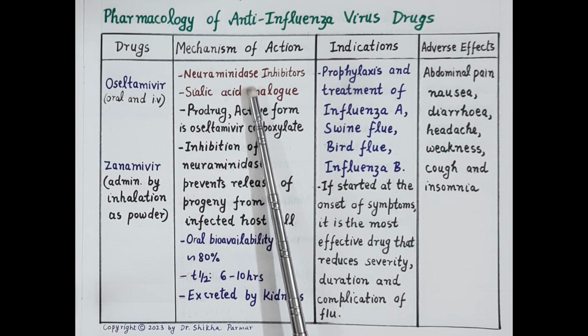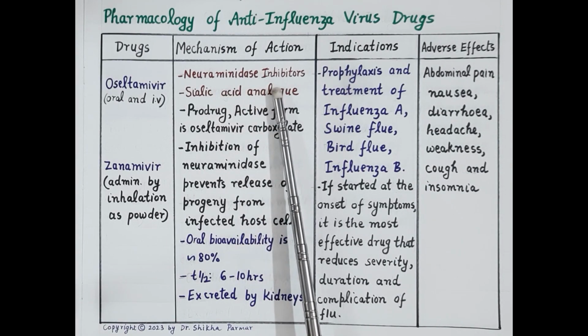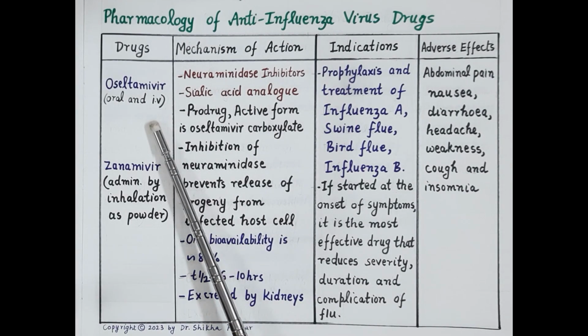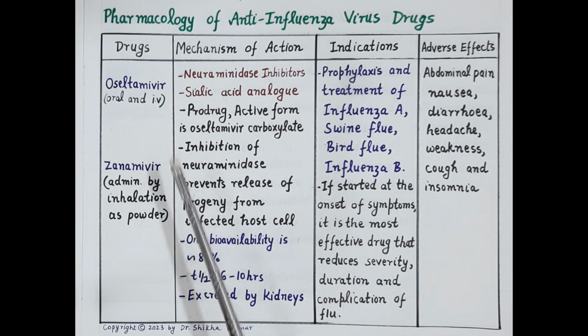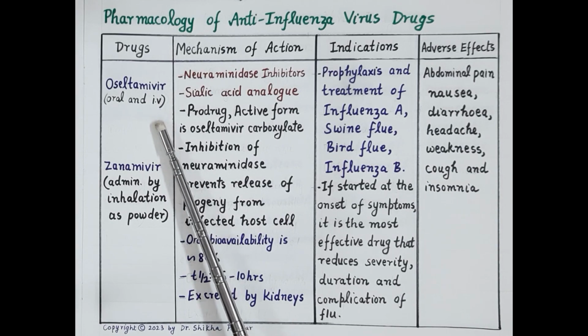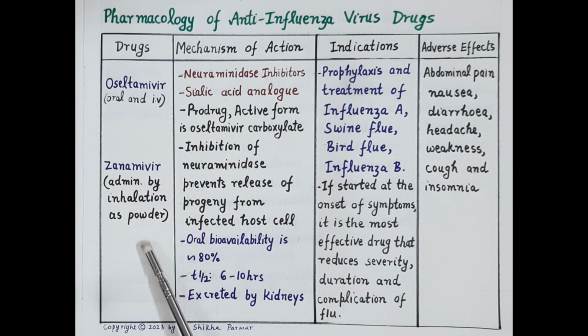Now, the second category of drugs are the neuraminidase inhibitors. The prototype drug is oseltamivir. Another similar drug is zanamivir. Now, oseltamivir is given orally as well as parenterally, while zanamivir is given by inhalation as a powder.